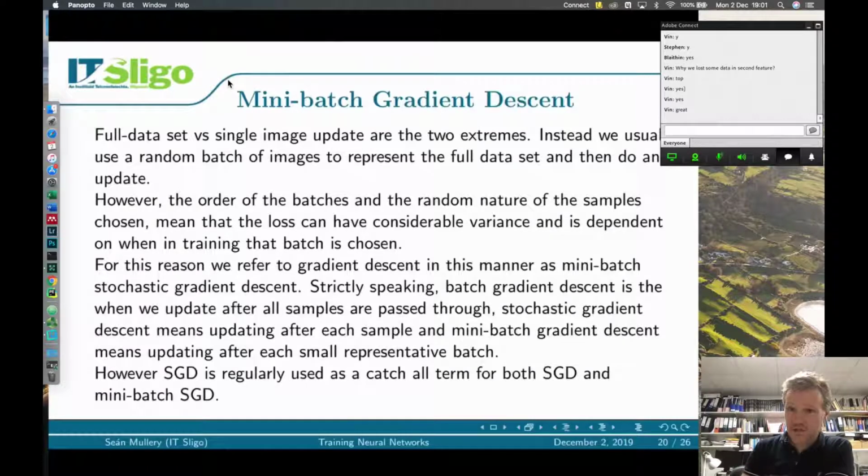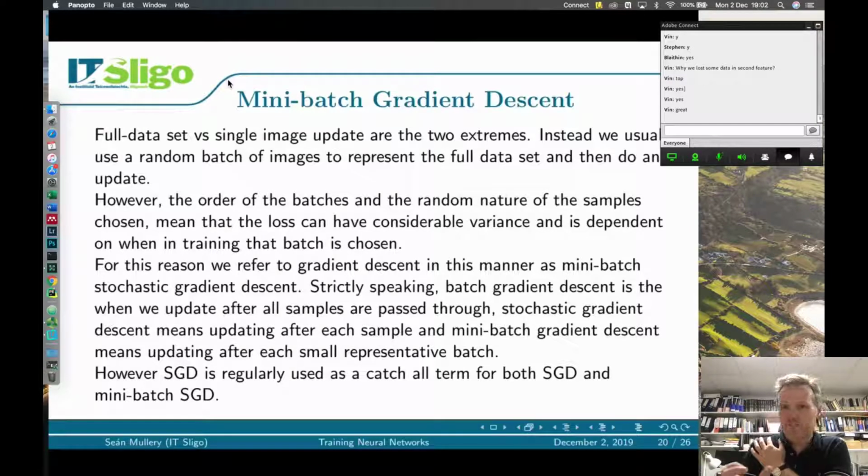Now, what we actually do is we do it in terms of a batch. So the full data set versus a single image update are the two extremes. Instead, we'll usually use a random batch of images to represent the full data set and then do an update. However, the order of the batches and the random nature of the samples chosen mean that the loss can have a considerable variance and is dependent on when in training that batch is chosen. So for this reason, we refer to gradient descent in this manner as mini batch stochastic gradient descent. Okay, so it means that we're using a small batch of them.